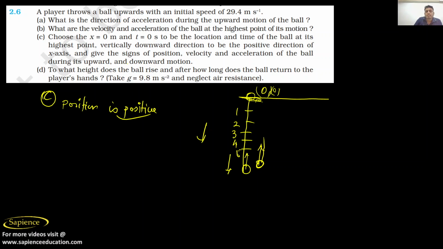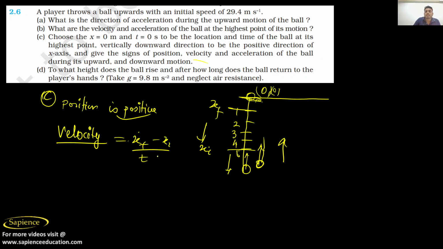Now they are asking to give the sign of the position and velocity. So what about velocity? When I am throwing, what happened? Velocity is equal to net displacement, final minus initial. Suppose this is your final position and this is your initial position. So final position minus initial position divided by the change in time t. Final is less and initial is more, so it will be negative. So velocity is negative. Okay.